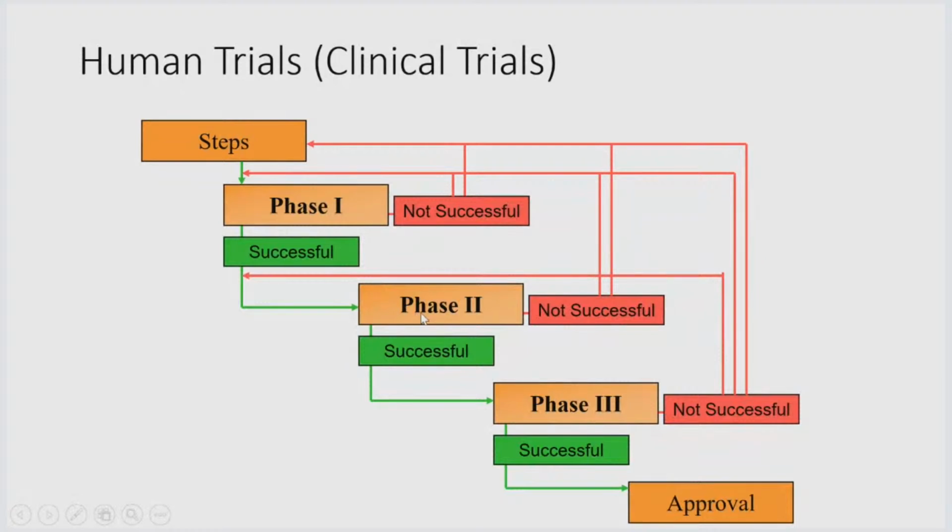In phase 2, the number of people is higher, and they take participants who have the disease, the indication basically. Phase 2 is also the one where they decide the dose, like, okay, which dose and route they have to use. If phase 2 is successful, then they finally can come into phase 3, where the population is much higher.